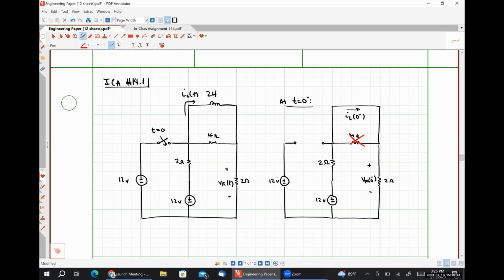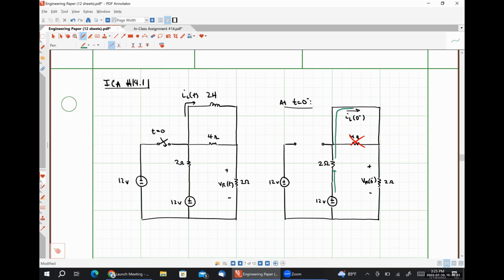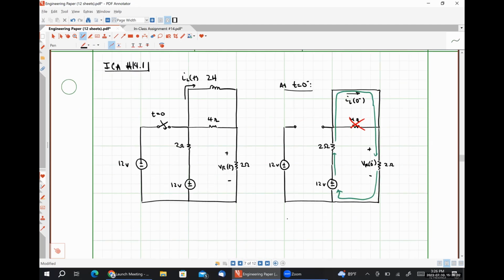So what path is the current then taking in this circuit? Well, it's leaving the 12-volt source, flowing through the 2 ohm resistor, then flowing around through this other 2 ohm resistor before flowing back up like this. So that tells me that IL at 0 minus is 12 volts divided by 2 plus 2. So 12 over 4 is 3 amps.